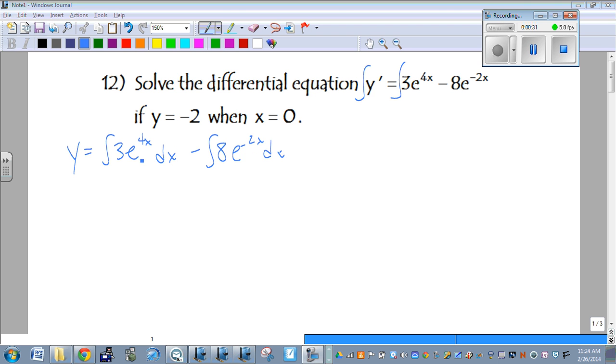And then for each of these situations, we're going to have to use u substitution. So for the first one, I'm going to say u equals 4x. So that means du would be 4 dx. We have a 3 and a dx in here. We don't need that 3, so I'm going to pull it out in front. And I'm going to multiply the inside by 4. Multiply the outside by 1/4.